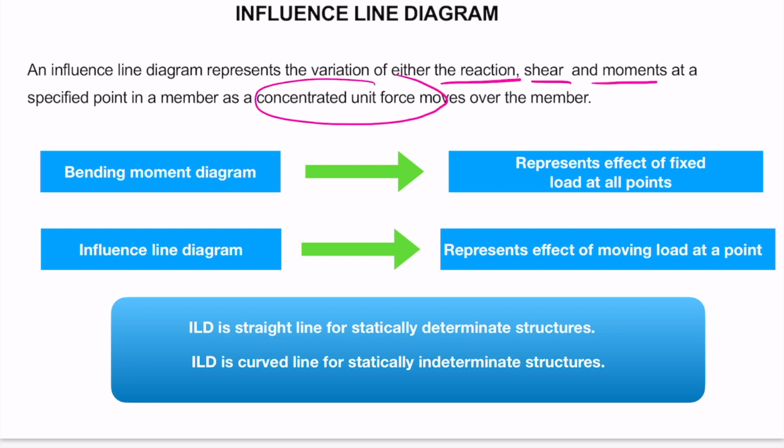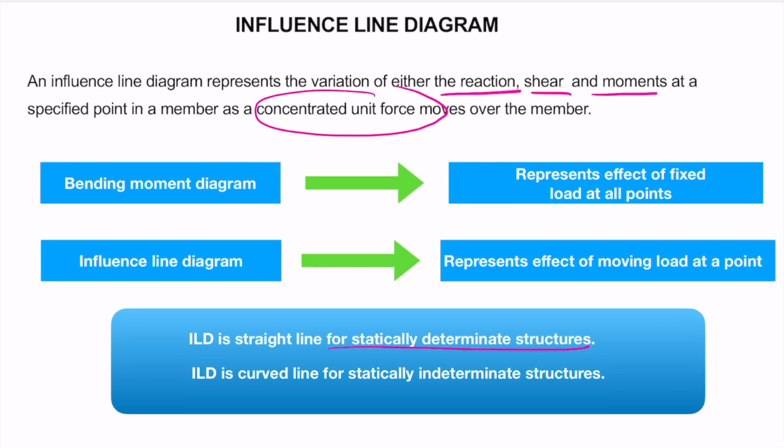So there are 2 important points. ILD is a straight line for statically determinate structures. We should keep these 2 points in mind, that ILD is always a straight line for statically determinate structures, while ILD is a curved line for statically indeterminate structures.